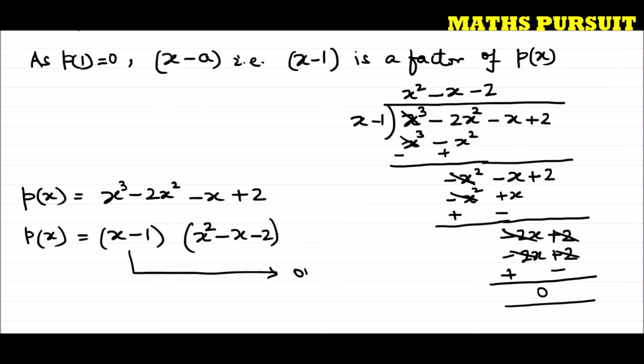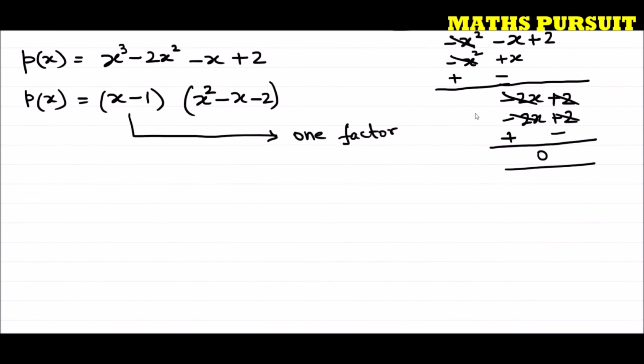As the given question is of a cubic polynomial, we are going to find out three factors. So this is one factor. Now we need to find out the other two factors. How to do that? Let's see. So this is one factor, and we need to find out two more factors.